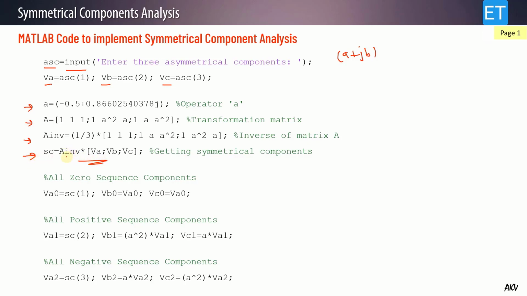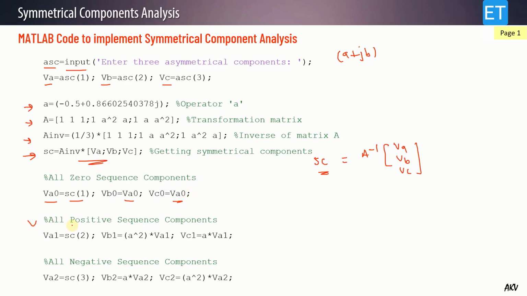This is how I'm getting the components. A inverse is multiplied with VA, VB, and VC, so I'm getting SC, the symmetrical component variable. SC is carrying all the answers, so I separate the values from SC like this. The first value is the zero sequence component, VA0. As we have seen, VB0 and VC0 are also equal to VA0. So all zero sequence components are equal, aligned in the same direction, with equal magnitude.